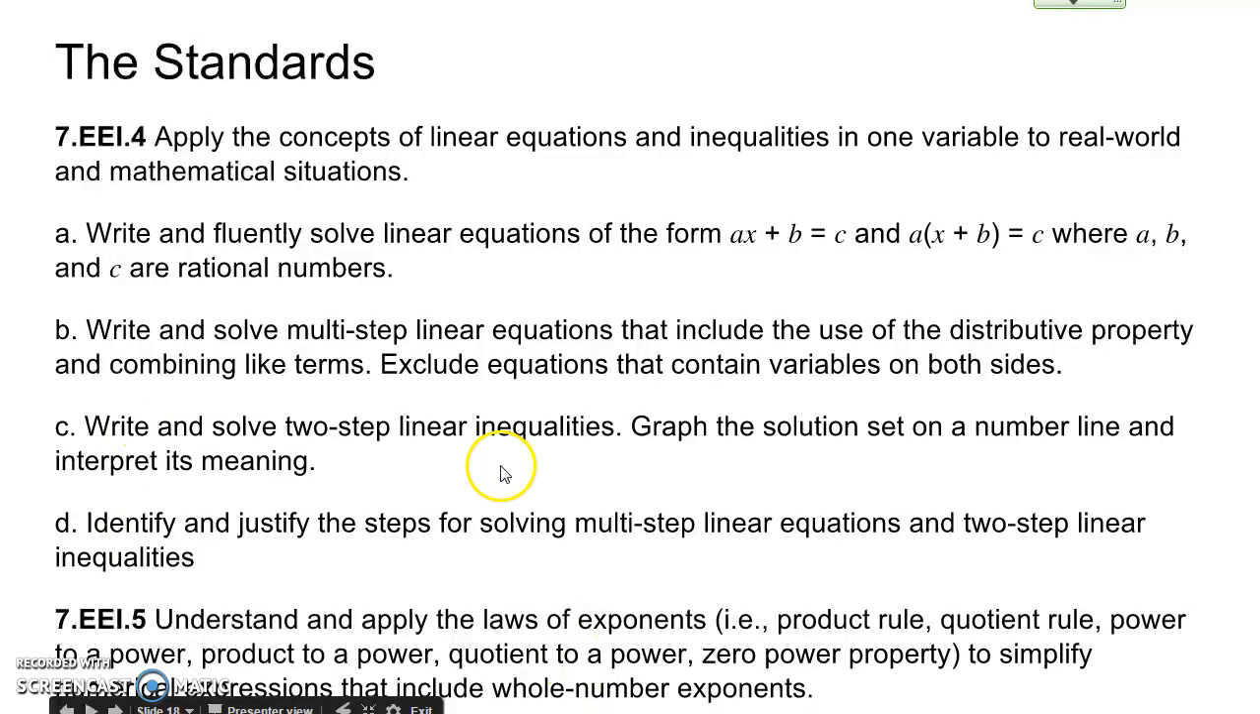No, there's one more. This is inequalities, but look at D. Identify and justify the steps for solving multi-step linear equations. That means knowing those properties, the properties that we learned when we did our unit on solving equations. So we'll talk through those as we're solving some examples.